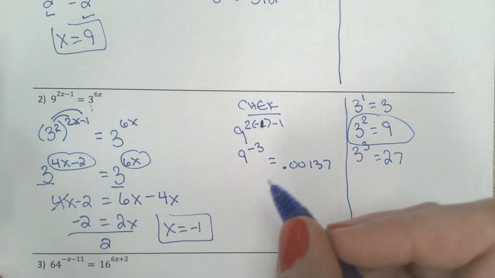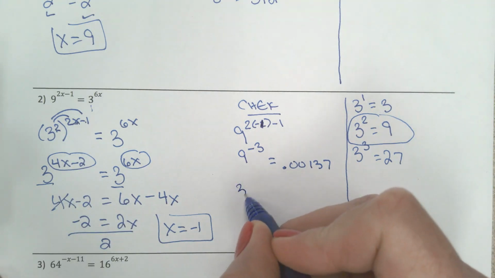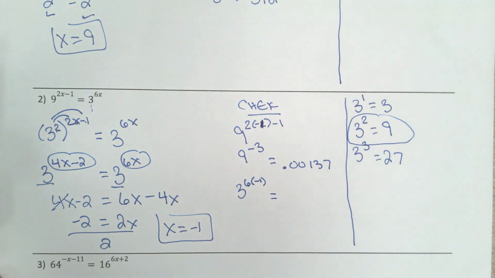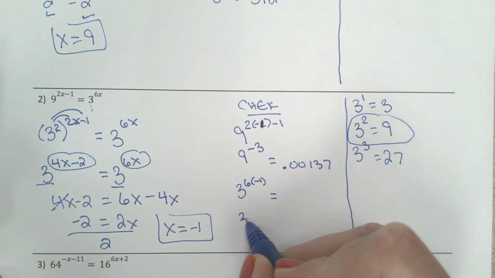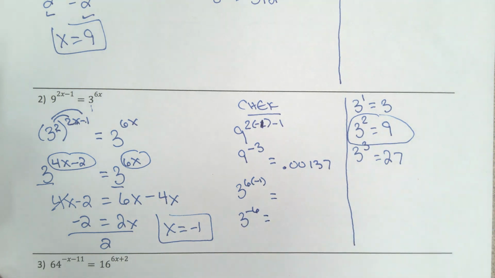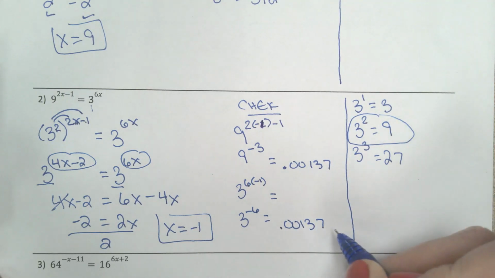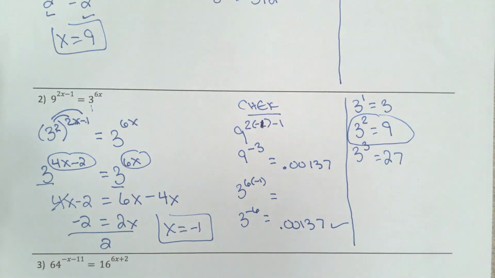Now I'm going to plug it into the one on the right. So I have 3 to the 6 times negative 1. That's negative 6. And then I plug that in my calculator, and I got 0.00137. So my two answers match, so I must have done it correctly.